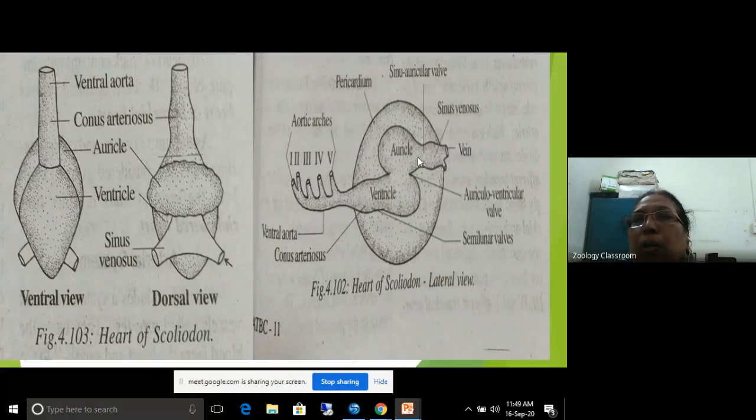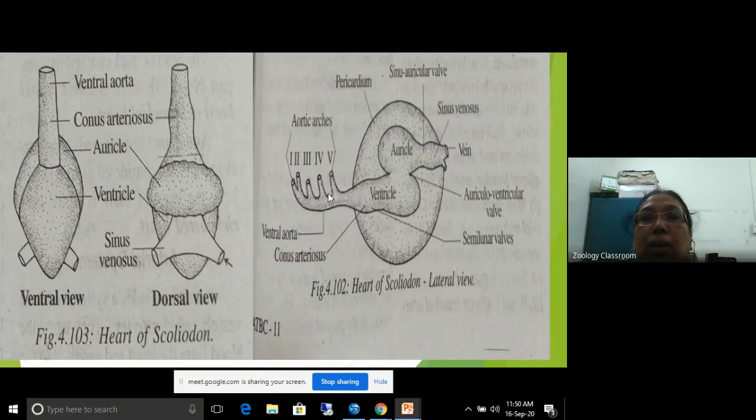Sinus venosus opens into the auricle by the sino-auricular aperture. This is the opening, called the sino-auricular aperture. Then the auricle, which is thin and elastic in nature. This auricle opens into the ventricle by the auriculoventricular aperture, which is controlled by valves called auriculoventricular valves. Then the ventricle, which is thick and muscular. This ventricle then opens into the conus arteriosus, and this conus arteriosus opens on two sides into the aortic arches.